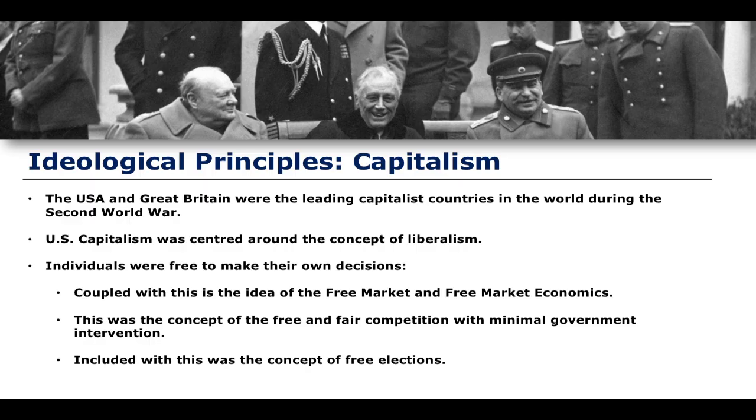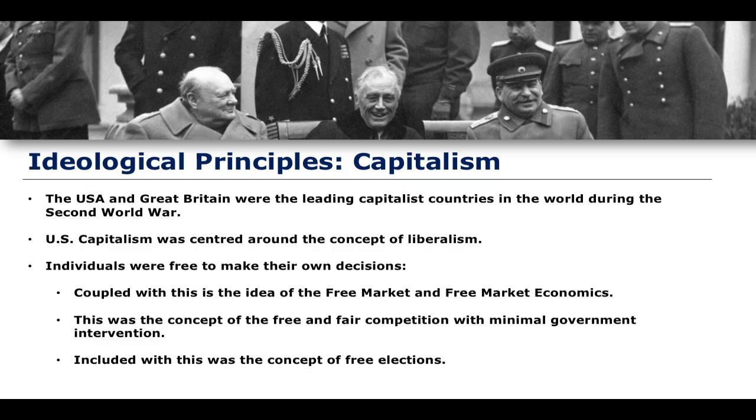The USA and Great Britain were the leading capitalist countries during the Second World War. Essentially, what capitalism is, as a very basic and brief overview for those of you who are not studying economics, is a type of economic system which is centered around the idea of liberalism. So essentially, the idea here is that individuals are free to make their own decisions, and that these decisions are made within a market which is free, a market which is not controlled by the government, where there is free and fair competition.